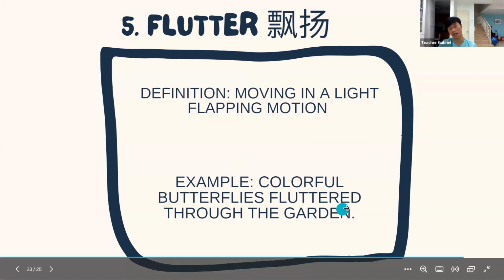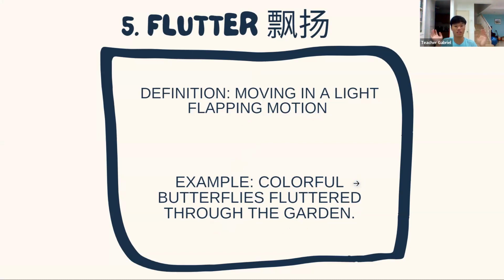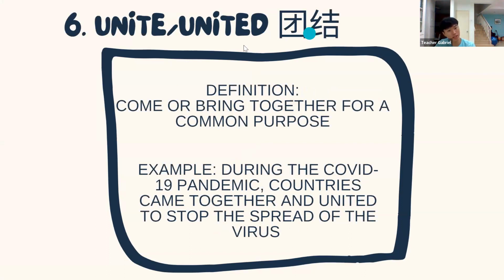Okay, so example: The colorful butterflies fluttered through the garden. Okay, so 你的那个 butterfly 也是这样子的, 他们的 wings 也是这样子, so we say fluttered, 就是 moving in a very light flapping motion. Alright, we call that flutter. Okay, 飘扬.